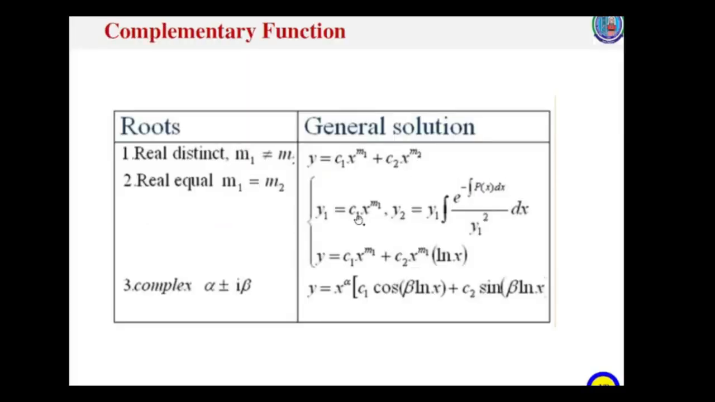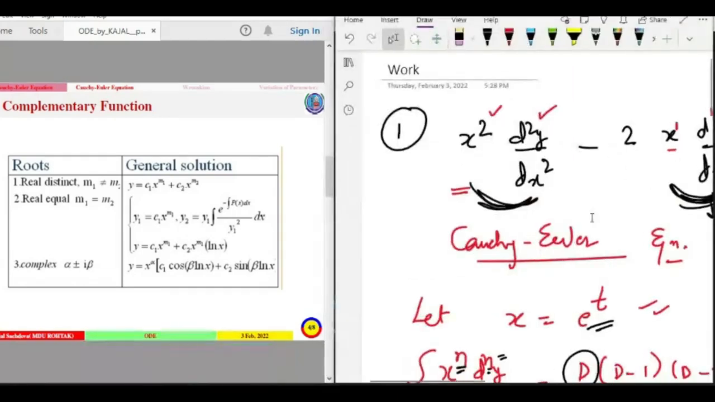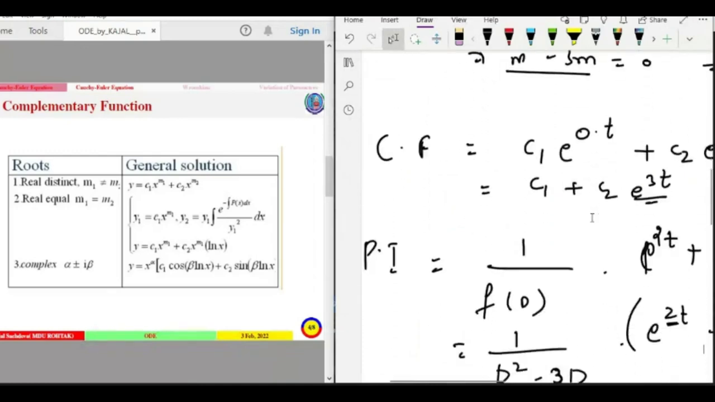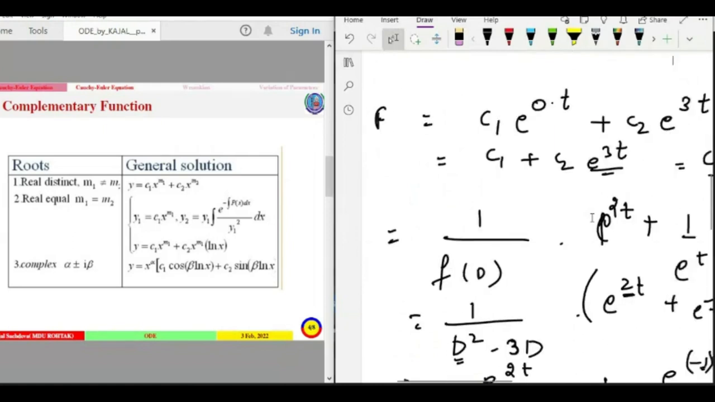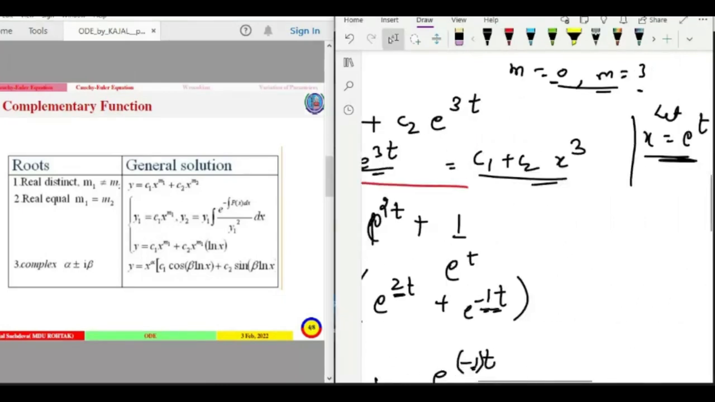So from here you can see when we have real and distinct roots, m1 is not equal to m2, the general solution in this kind of equation we get is c1 x raised to power m1 plus c2 x raised to power m2. You can see from here what we have done. In this case, the question which we have solved, we have real and distinct roots 0 and 3, and the final solution we get in this case is c1 plus c2 x raised to power 3, here x raised to power 0.